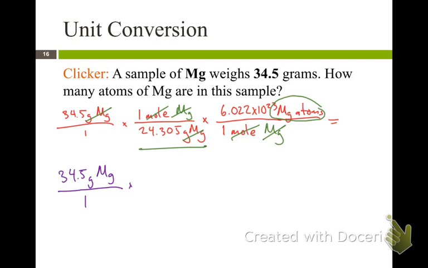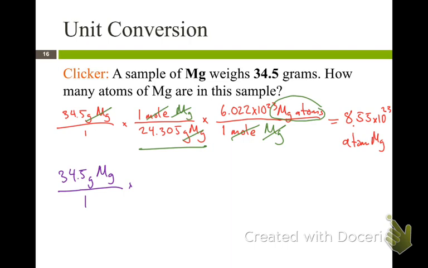We're going to do 34.5 grams divided by 24.305. And then we're going to multiply that by Avogadro's number. And I come out with 8.55 times 10 to the 23rd. The unit is really important: atoms of magnesium.